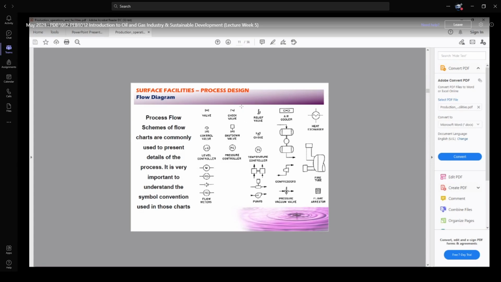If there is a check valve, meaning a one-way valve, it is represented through this icon. A check valve means the fluid can go in one direction but cannot come back, right? Then we have a relief valve. A relief valve relieves some pressure trapped inside, right? The symbol is here. So for the different processes, there are different symbols, as you can see here.